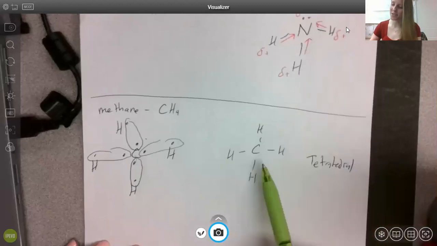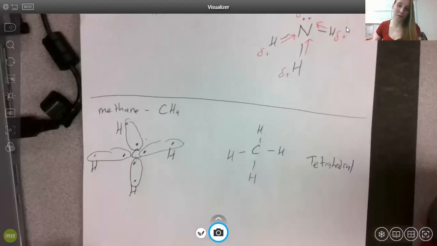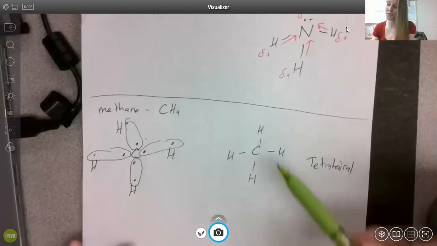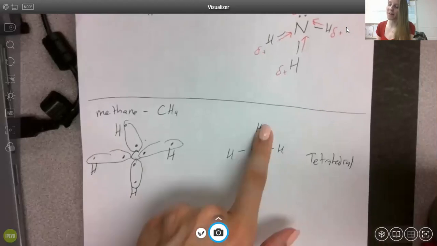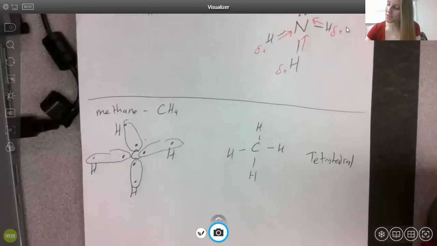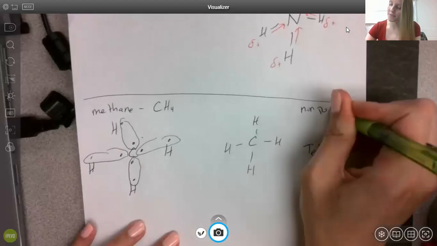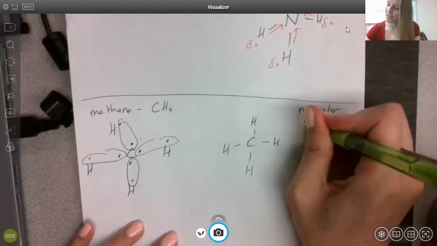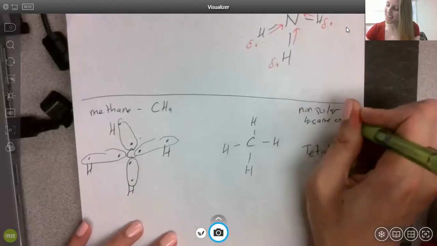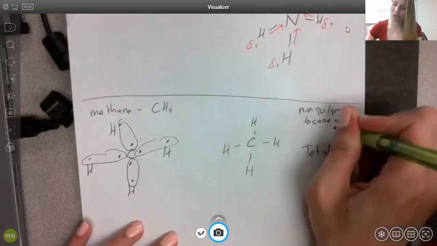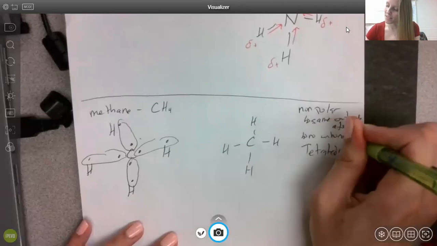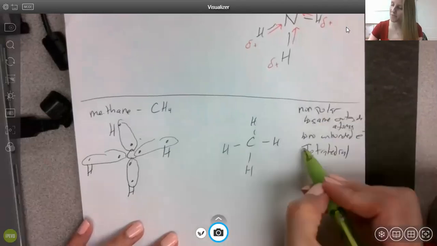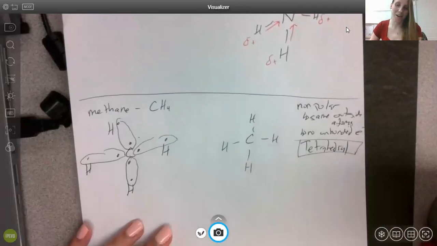I know that because my central atom has 4 things bonded to it and no unpaired electrons. And because my central atom has no unpaired electrons and all of the things around the outside are the same, this is going to be non-polar. Again, I know that because I have the same outside atoms, I have hydrogen all around, and I have no unbonded electrons. Okay, that is how I know that this is non-polar.